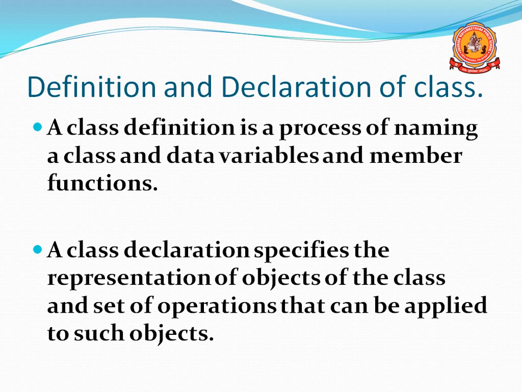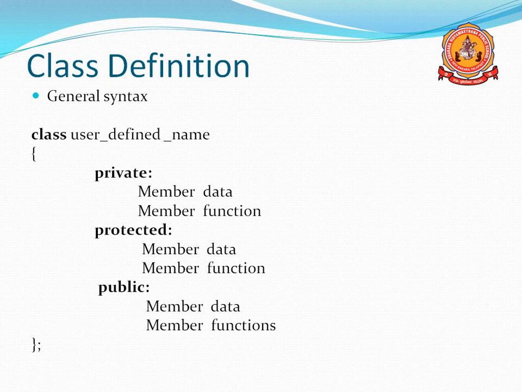That is class definition. Next one is class declaration. In class declaration, we are going to create the object and data members, and we will apply some operation on the object. That is known as class declaration. We will see the class definition first.